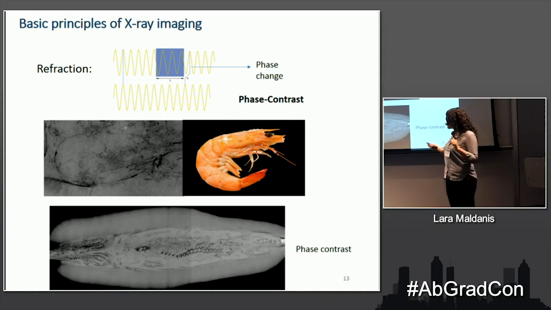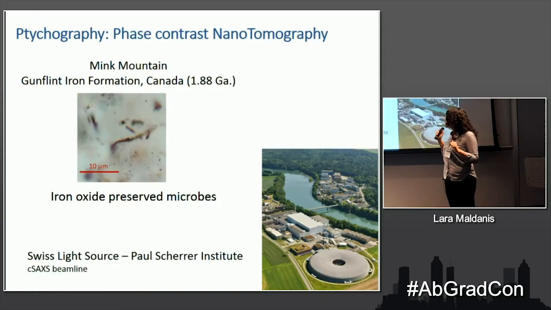So let's try to explore phase contrast in microfossils. We did this, and the technique we applied is called ptychography. We joined ptychography with tomography, so we did a phase contrast nanotomography using ptychography. We put some microfossils from the Precambrian, with iron oxide preserved filaments of microbes. We took them to the synchrotron source. We used the cSAXS beamline of the Swiss Light Source, and we'll show you what we get with this technique.